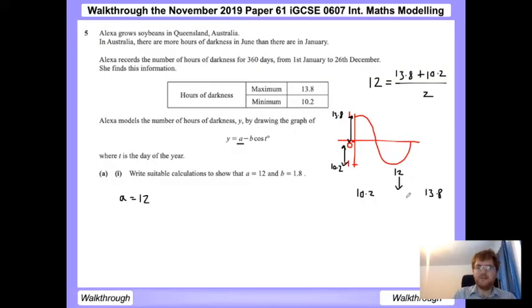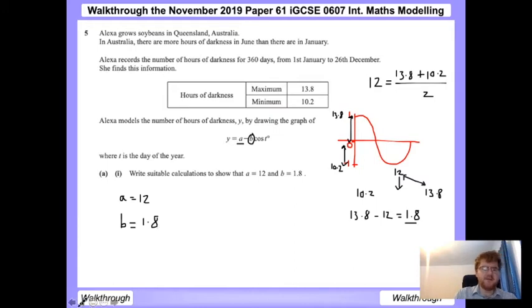Now, once we've established that the middle is 12, this part here is going to represent the amplitude. So the amplitude is essentially the distance between 12 and 13.8, so this distance here. If we do 13.8 minus 12, we'll get the value of 1.8. This could also be worked out by doing 13.8 minus 10.2 and then dividing by 2. That would also give you the answer of 1.8. So B is equal to 1.8.